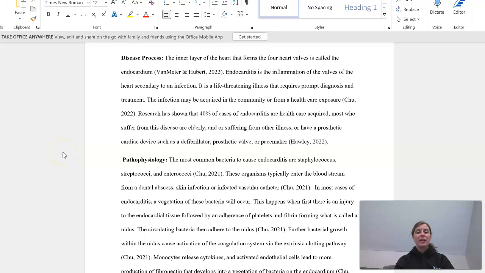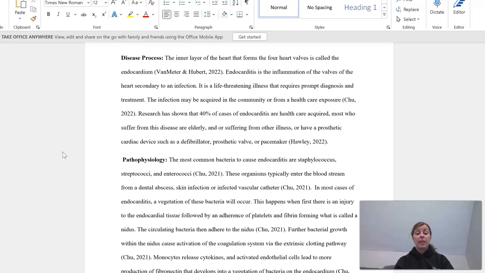Hi, today we're going to talk about endocarditis. So first I'll just do a quick review of the structure of the heart. The inner layer of the heart that forms the four heart valves is called the endocardium. Endocarditis is the inflammation of the valves of the heart secondary to an infection.